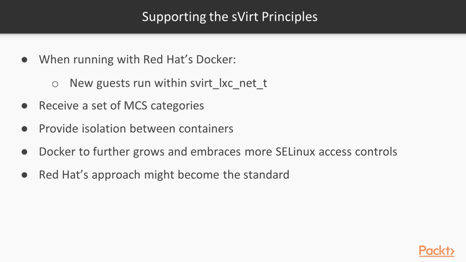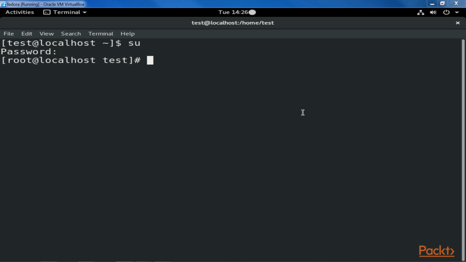Red Hat is adapting Docker to support the svirt principles. When running with Red Hat Docker, new guests run within isolated domains and receive a set of MCS categories to provide isolation between containers. We can expect Docker to further grow and embrace more SELinux access controls, and Red Hat's approach might become the standard in the near future. For instance, an Nginx process running inside a Docker container is shown to be labeled with the svirt_lxc_net_t type and an MCS category pair.